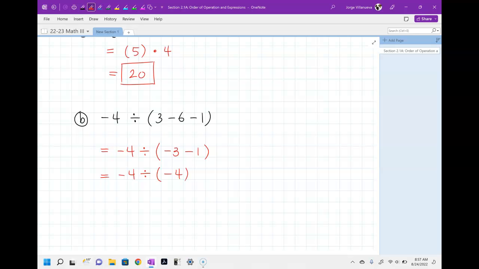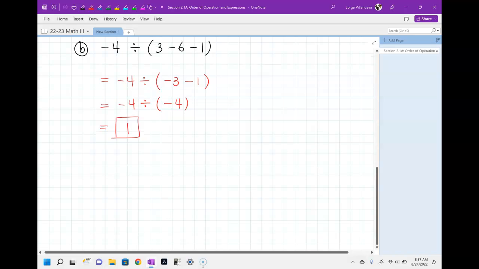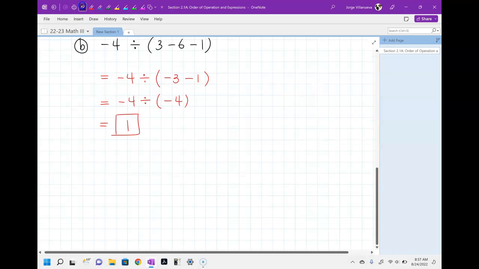What's my solution for this? Negative 4 divided by negative 4. What should I get? A 1. There you go. You get your answer of 1. Okay? So not too big a deal. Now, I'm going to show you one more, and then we'll move on from this. Then we'll go on to expressions.